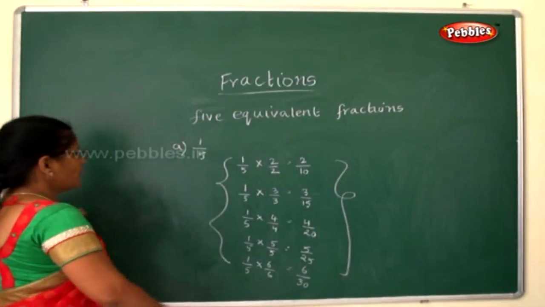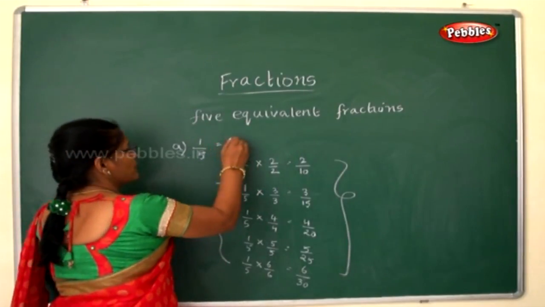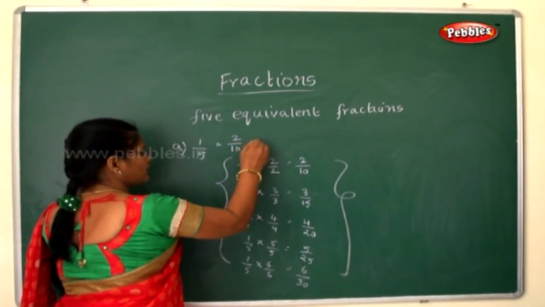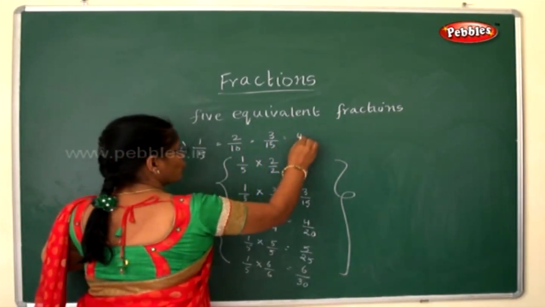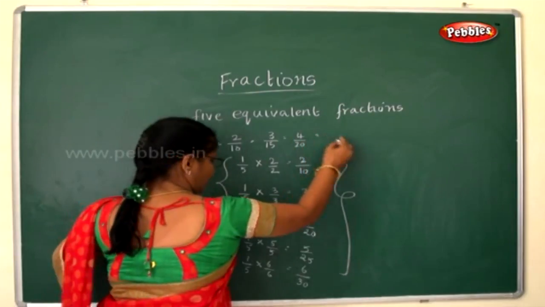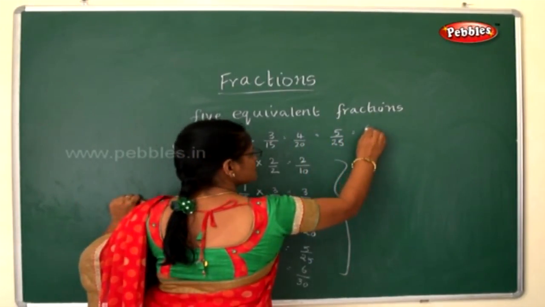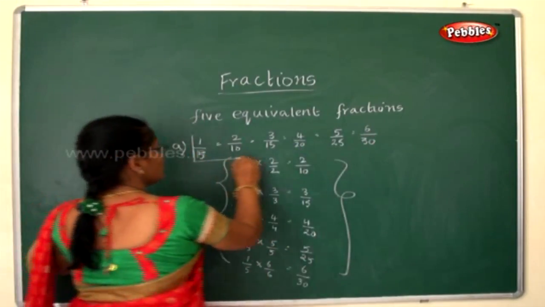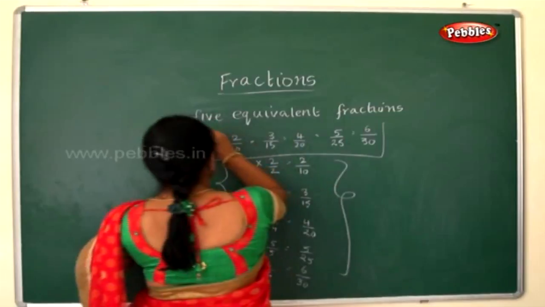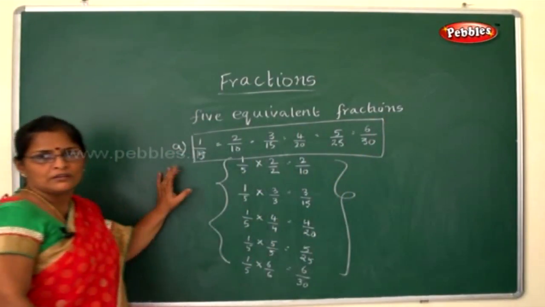See how you will write it. For 1 by 5, how will you write 5 equivalent fractions? 1 by 5 is equivalent to 2 by 10, equivalent to 3 by 15, equivalent to 4 by 20, equivalent to 5 by 25, then equivalent to 6 by 30. So this is how you will do the sum. Same way you can do the next two sums as your homework.